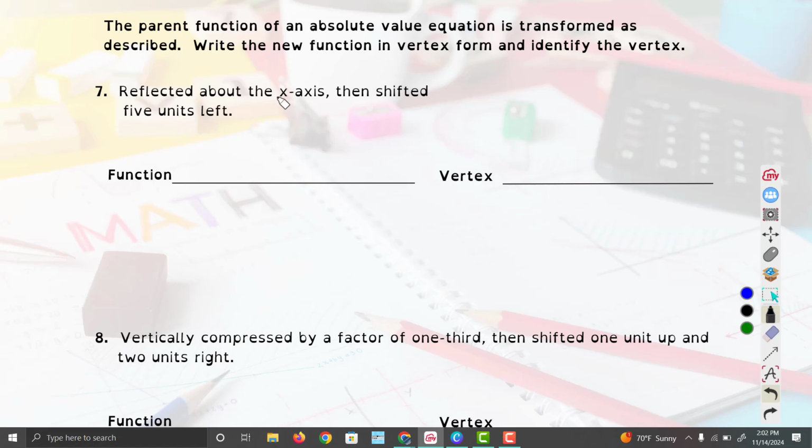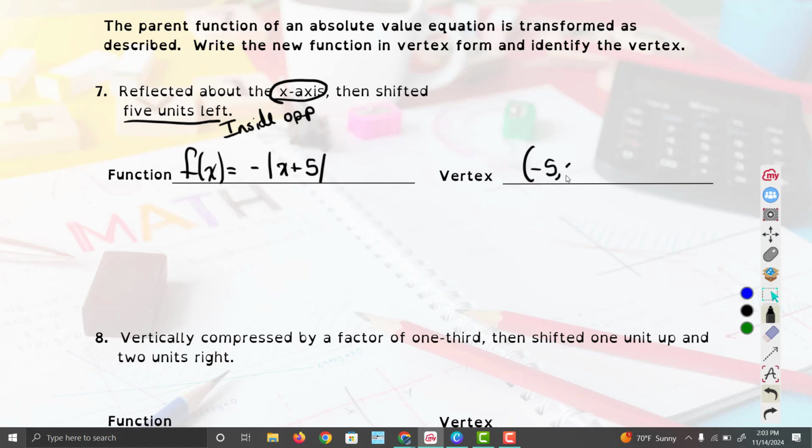We have, it's reflected across the x-axis. So that's going to be a negative in front of my function. Absolute value. And it says it shifted 5 units left, so it's going to be inside. It's going to go opposite. So if I'm going left, that means I'm going to add 5 to my absolute value on the inside. And the vertex is going to be at negative 5, comma, 0.